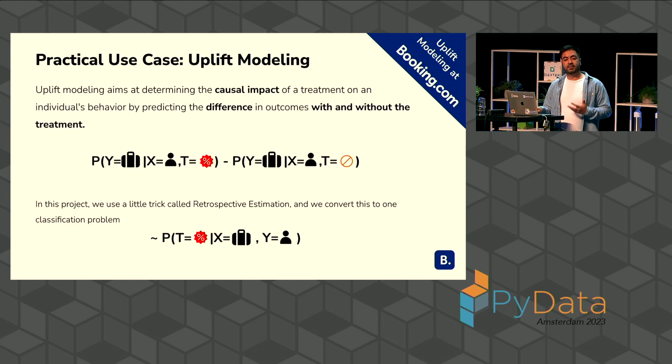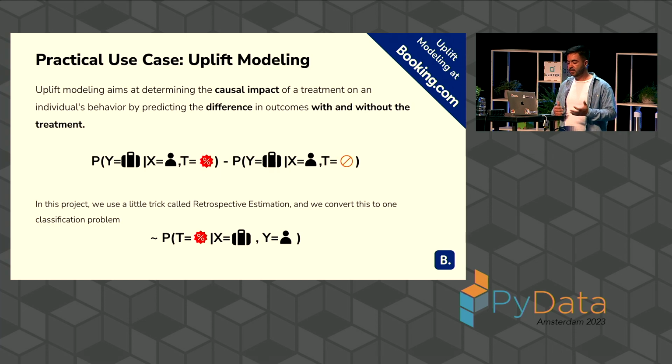Given these two sets of techniques, I want to show how I use this in my practical use case, which is uplift modeling at Booking.com. Uplift modeling aims to find the causal impact of your treatment, which in this case can be a promotion, the difference with and without that promotion. What we're looking at is building two models: one that tries to predict the conversion of this customer given that we provide them the promotion, and another for the conversion without the promotion.